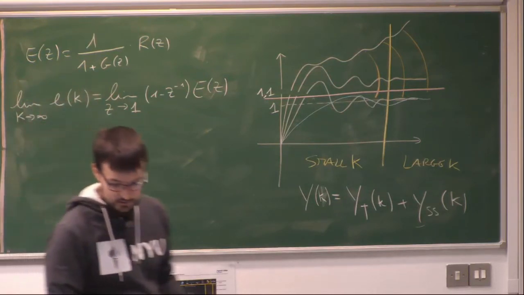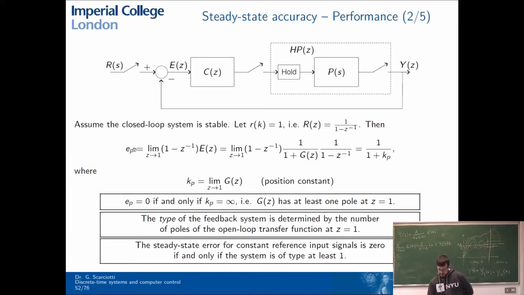So let's go back to the slide. We want to compute the steady-state error, so the value of this sequence at infinity, and to compute this we use the final value theorem, and we have this expression over here.